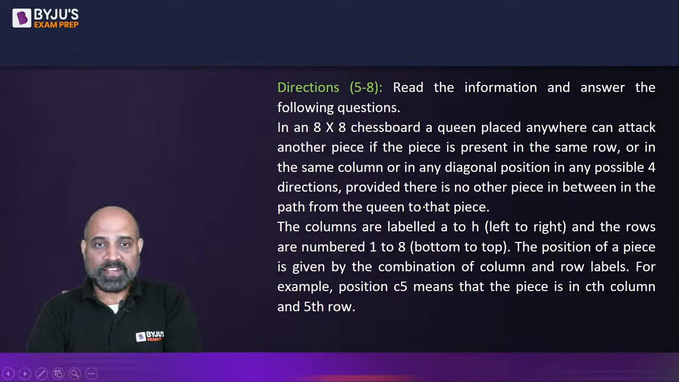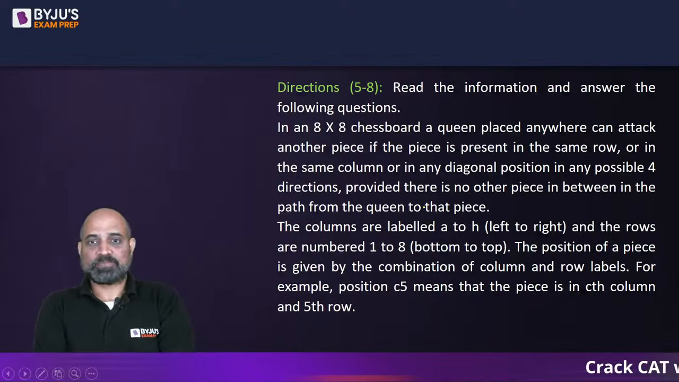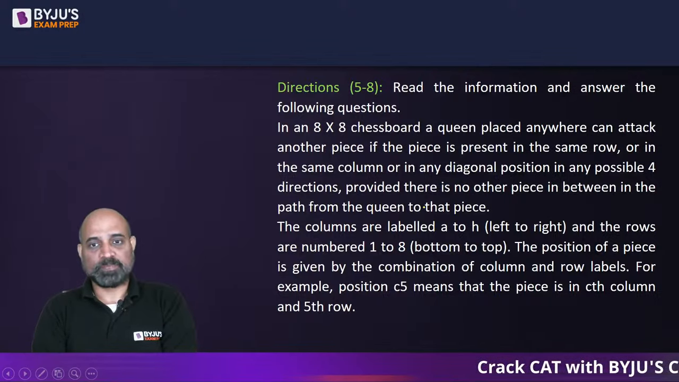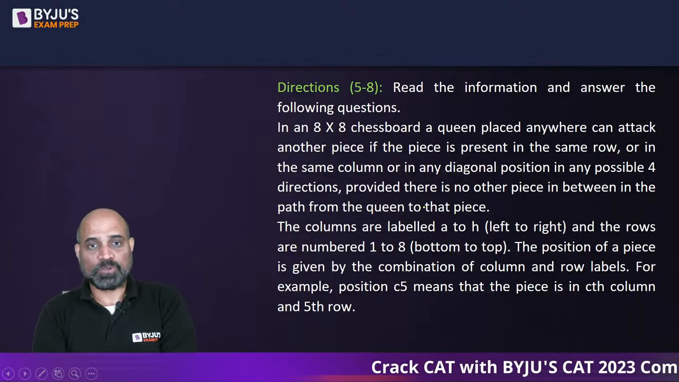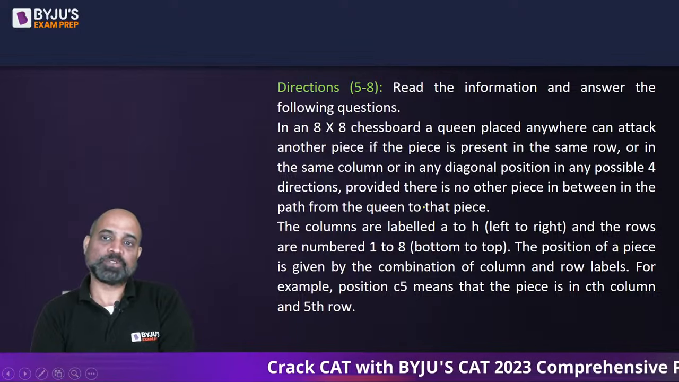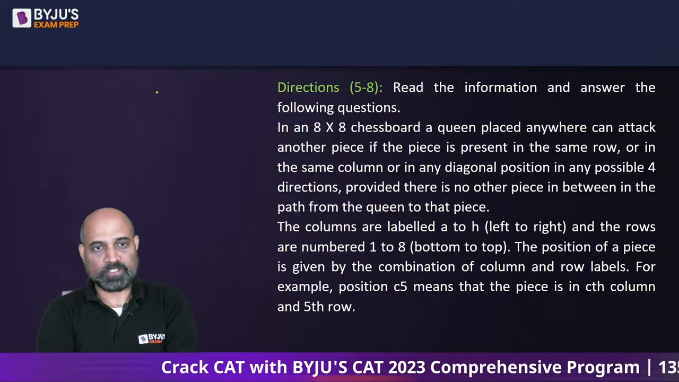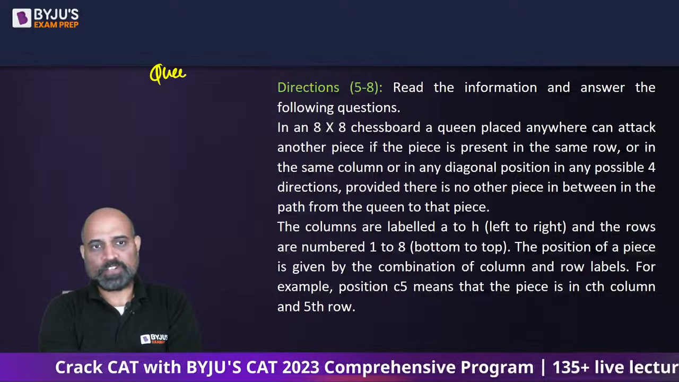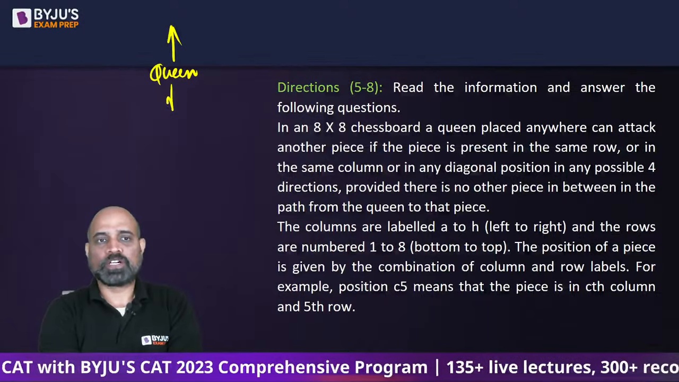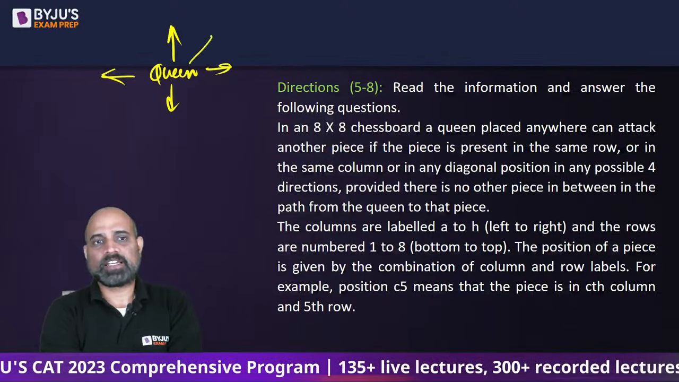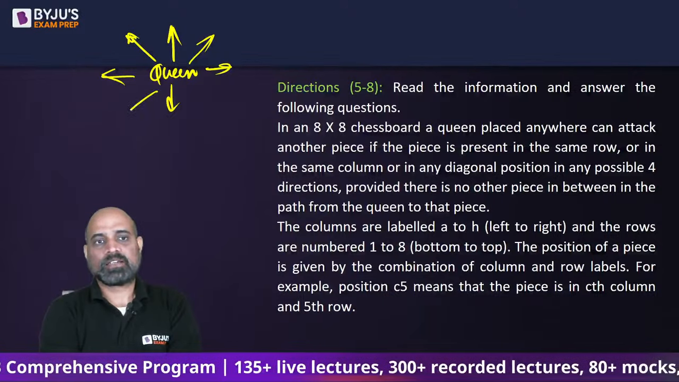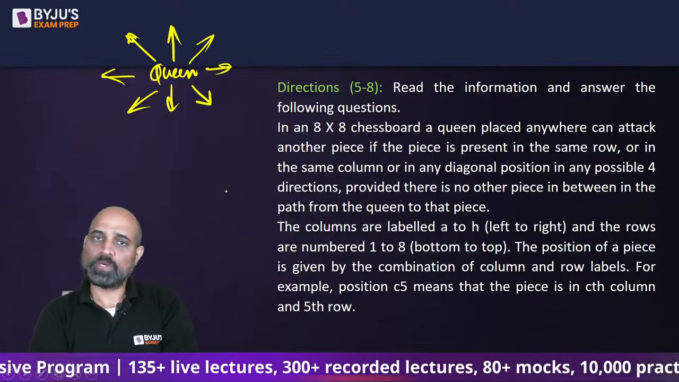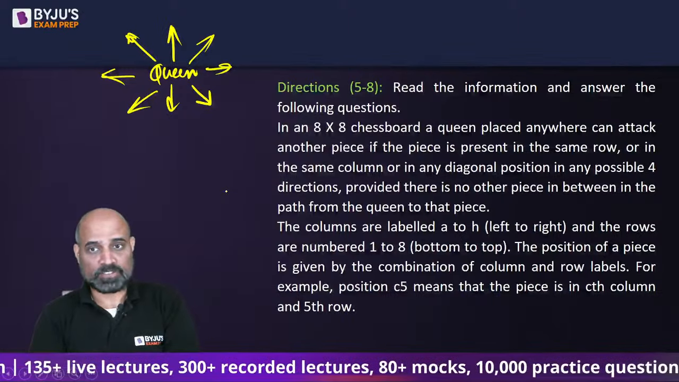Okay. Next set. In an 8x8 chessboard, a queen placed anywhere can attack another piece if the piece is present in the same row or in the same column or in any diagonal position in any possible 4 directions. So I believe everybody is aware of the queen, that it moves vertically, it moves horizontally, and then it also moves diagonally, right? So queen moves along 8 directions.